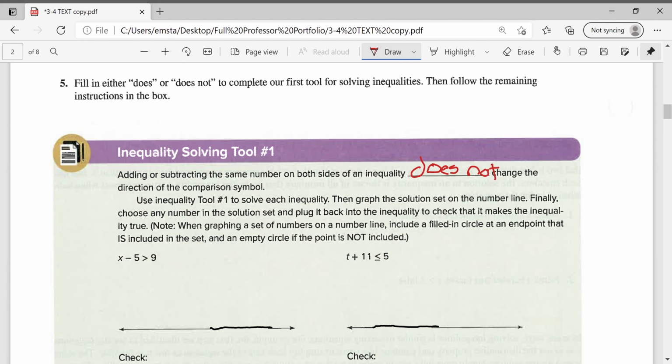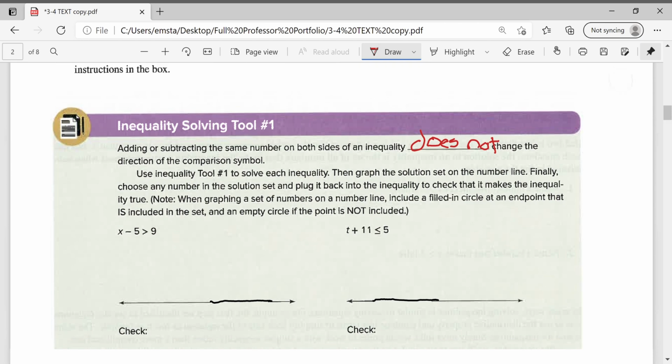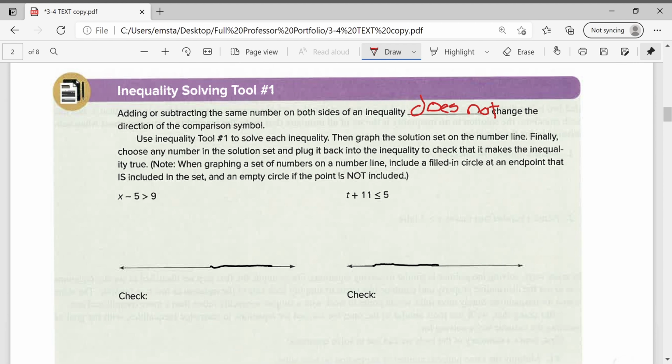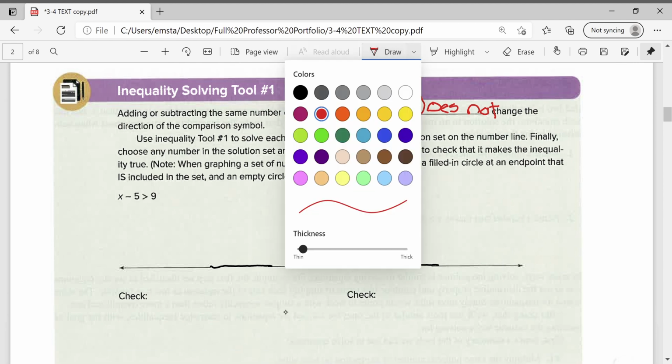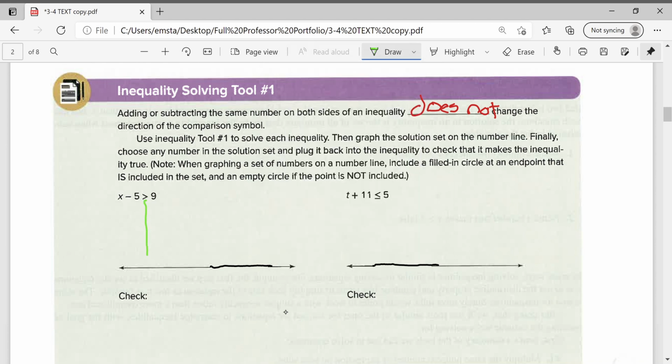In other words, in my toolbox of tools for solving inequalities, I can add or subtract the same number from both sides of the inequality, and it does not change the truth value. This will let us solve inequalities. Just like in equations, I want to get my variable alone. So I put my wall in here. Helps me to work around the wall.